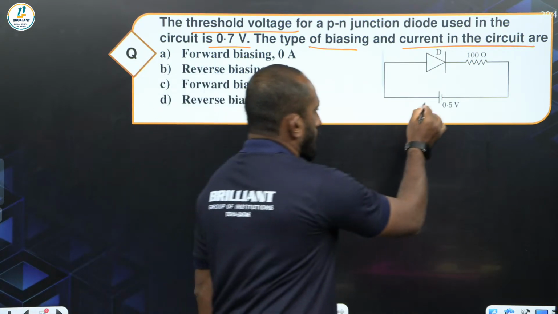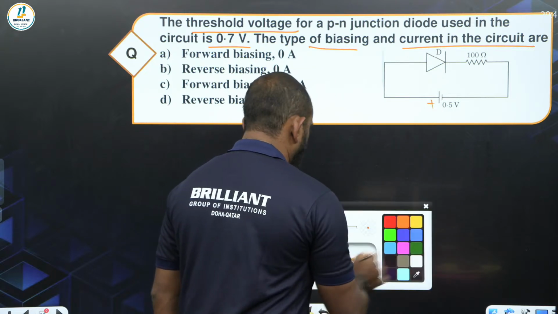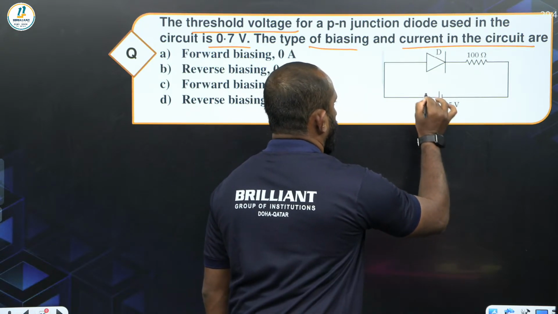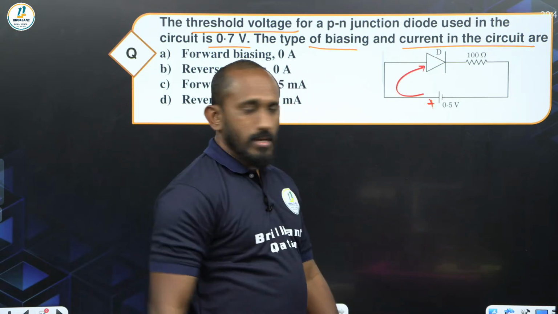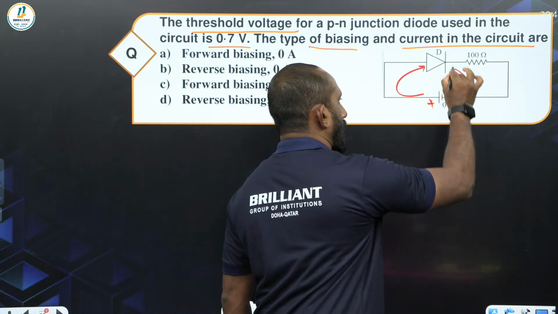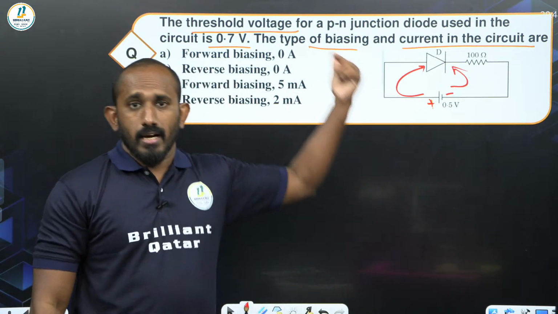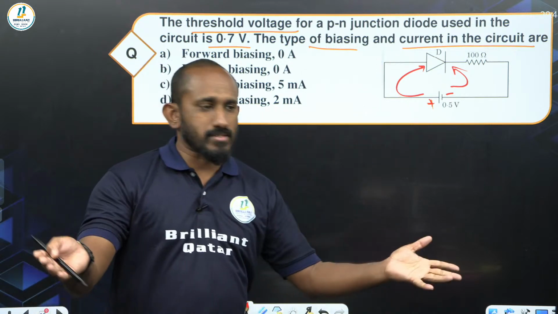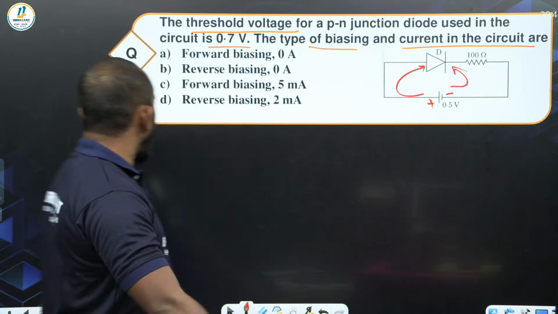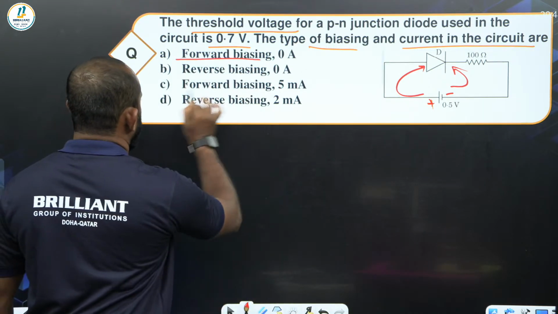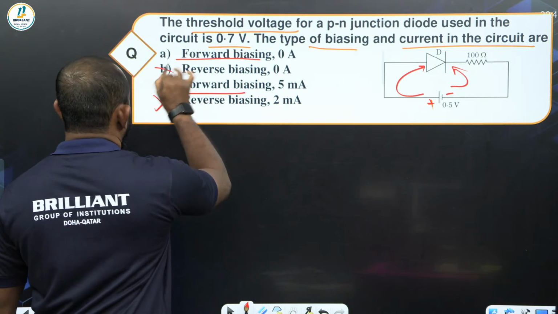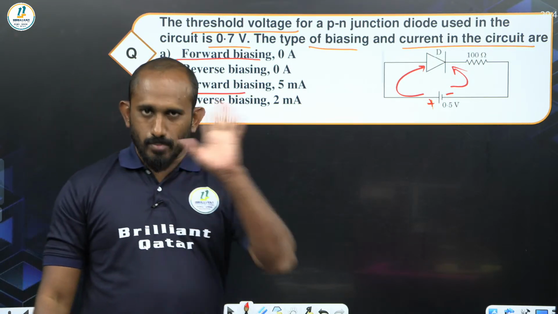See, this is the positive of the battery, and it is connected to the P region. This is the negative of the battery, connected to the N region. So positive polarity to the P region, negative to the N region. Which bias? Yes, forward bias is there. So the option would be forward biasing. So biasing is forward bias.